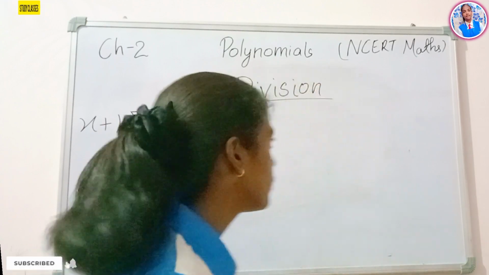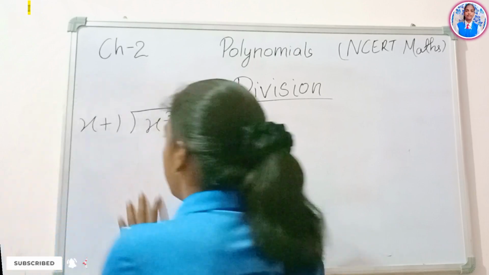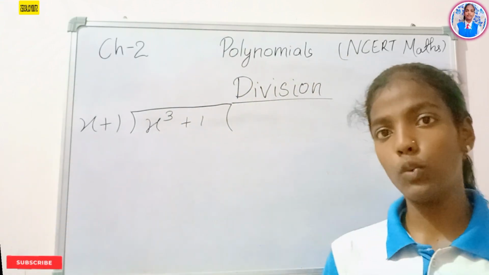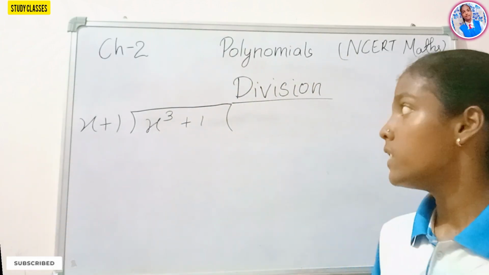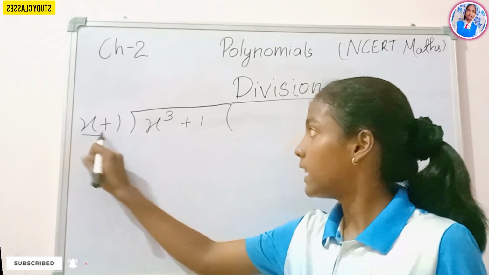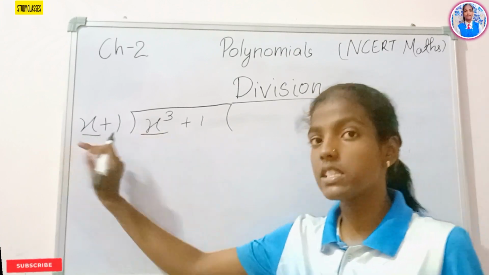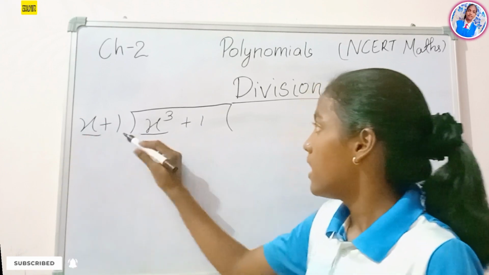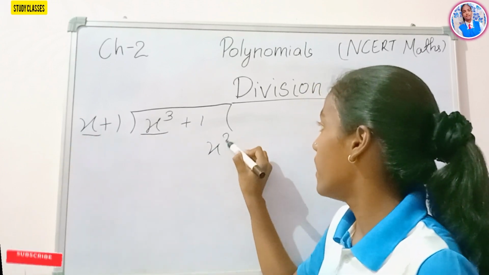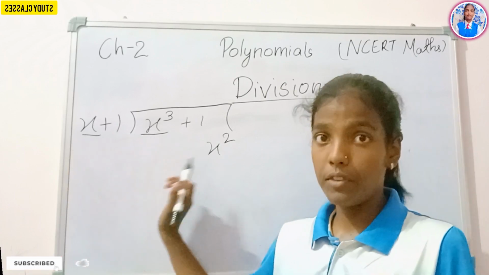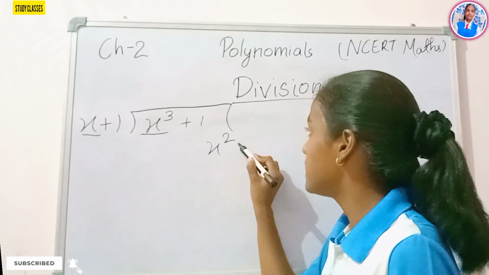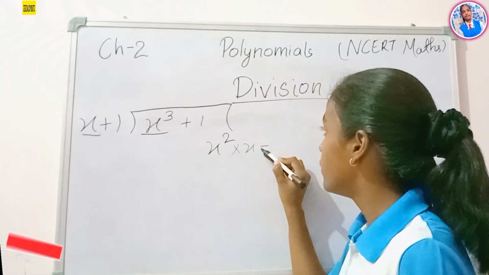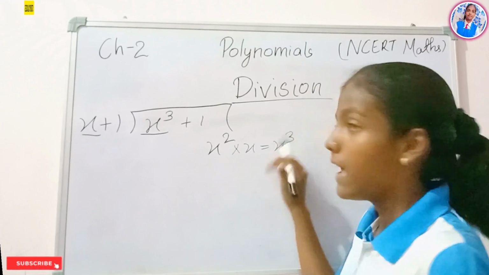Here we have taken the question x cube plus 1 divided by x plus 1. This is a very simple question. So here you can say this is x and here is x cube. Firstly we will see the first term. This is x and this is x cube. So here you can see if we take x square and multiply this into x, what will we get? We will get x cube.